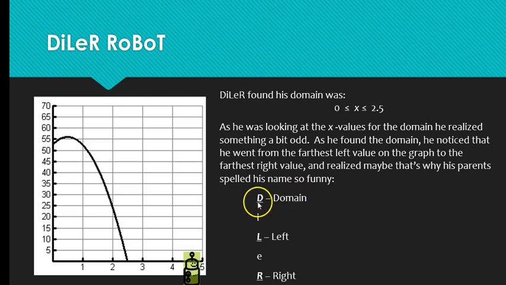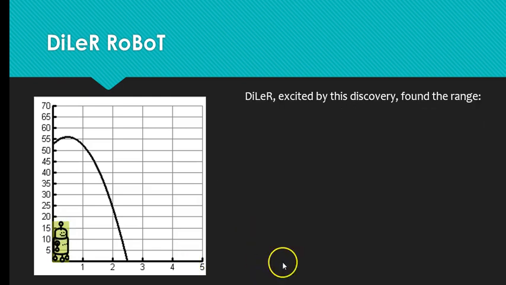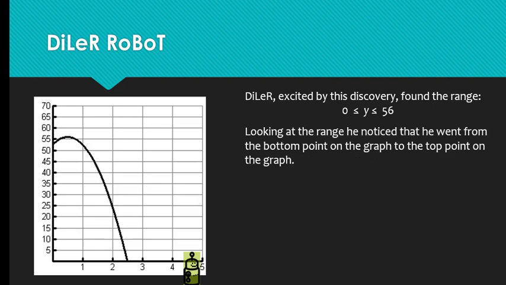Diler. D for domain, I, L for left, E, R for right. Diler, excited by this discovery, found the range. Zero is less than or equal to y is less than or equal to 56.